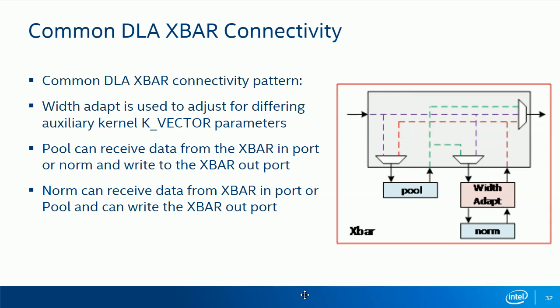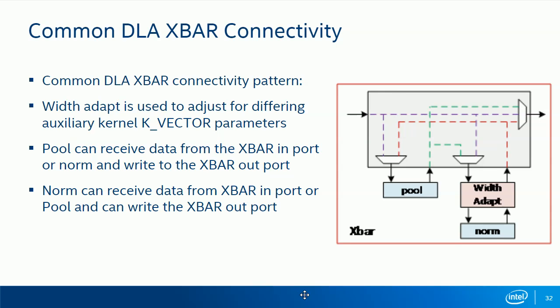Here's an example of a typical DLA crossbar connection. It's important to understand that if you have two different primitives with different k-vector parameters, then a width adaptation module needs to be inserted to bridge the difference. In this diagram, since pool can follow activation or norm, we set the pool primitive to receive from crossbar import as well as norm, and allow it to write to the crossbar out port. The norm primitive can receive data from activation through crossbar import or pool, and can also write to the crossbar out.